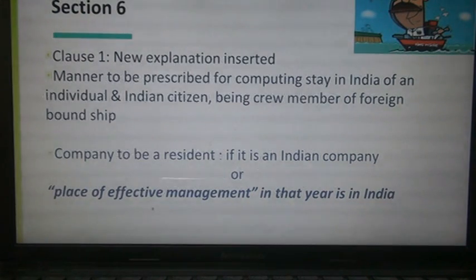Next change in the residency rule is pertaining to a company. A company was treated to be a resident if it was an Indian company. So we always went by the logic that an Indian company is always a resident in India. In addition to this, another new condition has been notified. A company which also has its place of effective management in that particular year in India will also be treated as resident. So typically a foreign company, if it fulfills this criteria of its place of effective management being in India in that particular year, it is also going to be treated as a resident.